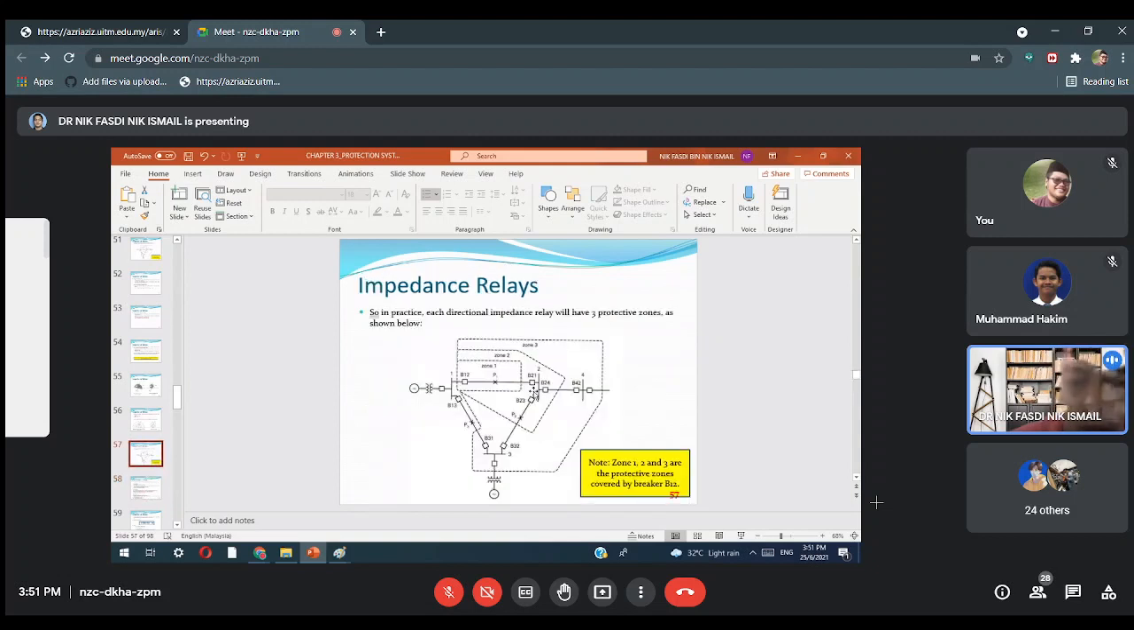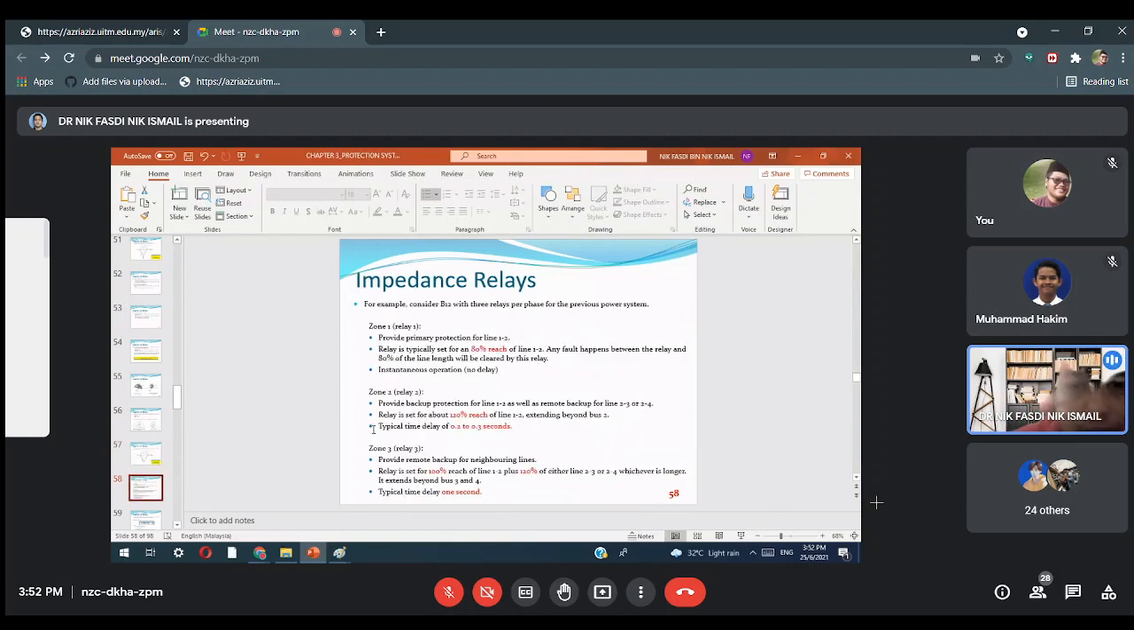So where is line 1, 2? This is the line between bus 1 and bus 2. So this is the transmission line. Basically zone 1 is called the primary protection. If there is a fault near P1, this will trip first. Okay? Alright. The relay is typically set for 80% reach of line 1, 2. Any fault between the relay and 80% of the line length will be cleared by this relay with instantaneous operation. It means it detects the fault and automatically clears the fault immediately, with no delay at all. Okay.